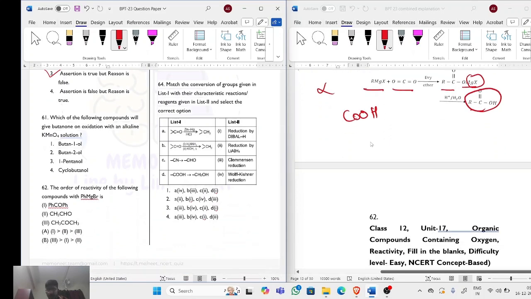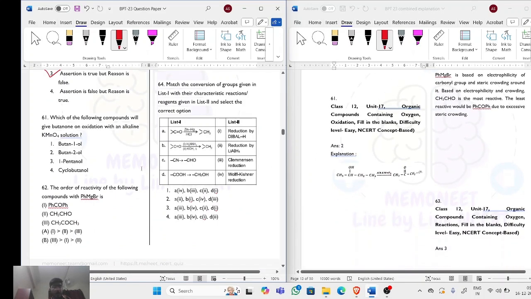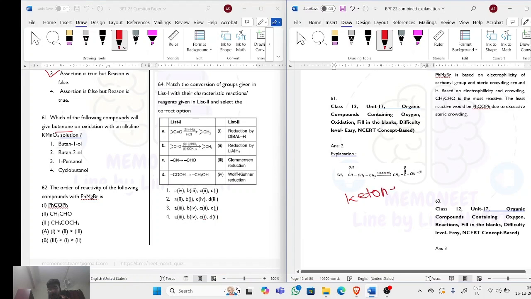Now question number 61. Which of the following compounds will give butanone on oxidation with alkaline KMnO4? First of all, alkaline KMnO4 is a strong oxidizing agent. And we have to find butanone, so we have to make a ketone. In the presence of alkaline KMnO4, only a 2-degree alcohol can give our ketone. So we just have to find which of the following options has the 2-degree alcohol.